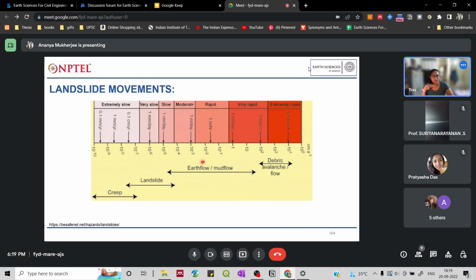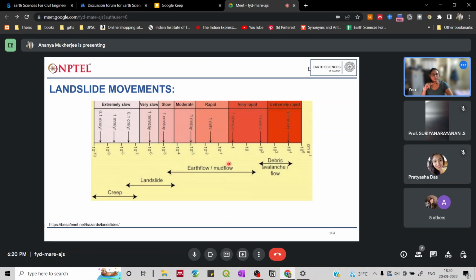This diagram kind of explains what is the speed of the different landslide movements. So you can see the rate of movement of creep is very slow, that is 1 millimeter per year probably. Okay, then you have the slide, that is the landslide. So that will also happen slowly. The surface of rupture is kind of developing over the year.